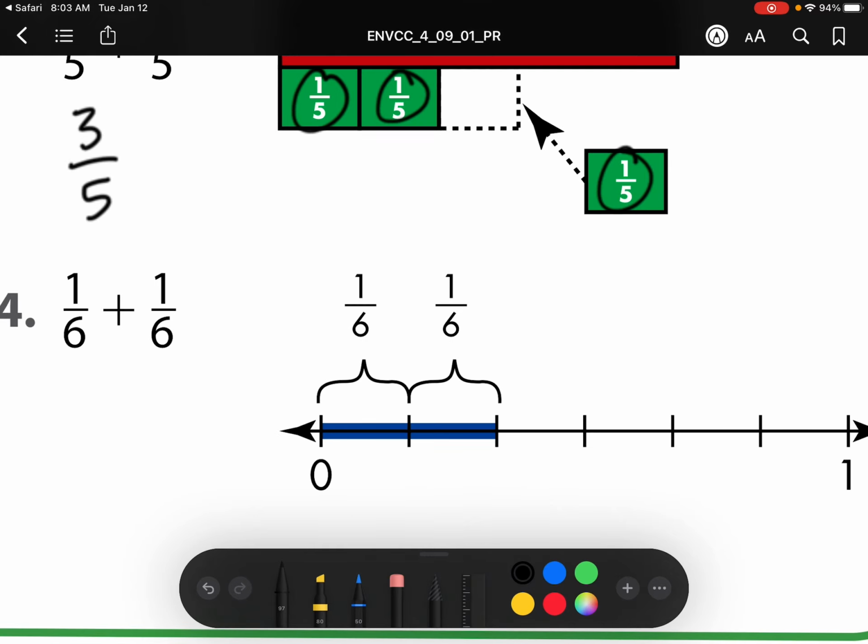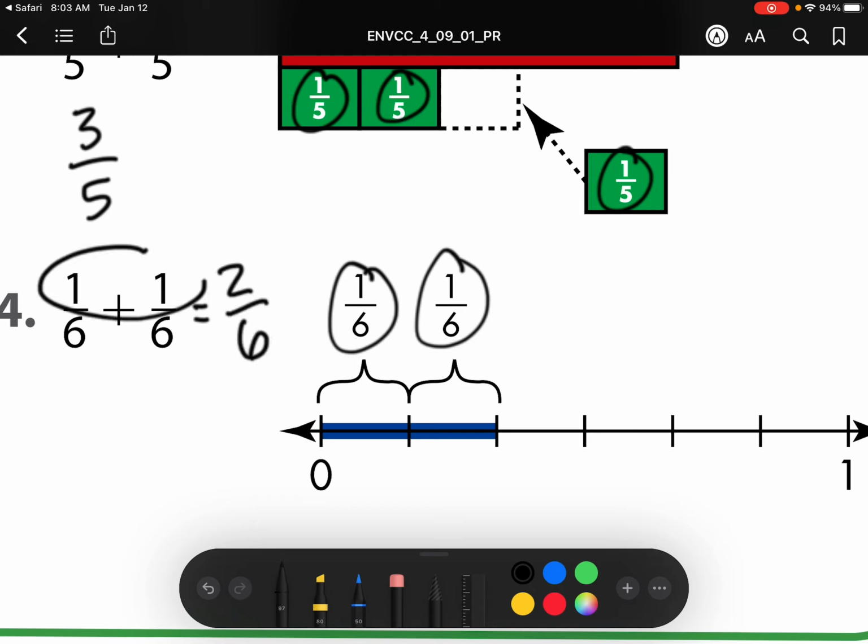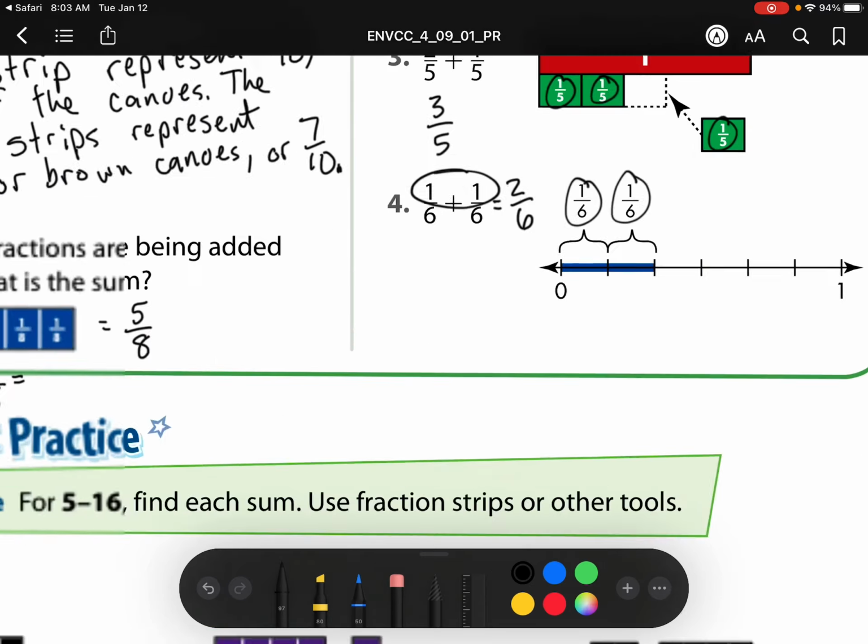This one over here, we have 2/6. We have 1, 2, 6. So our answer is 2/6. So adding our fractions, remember, is pretty easy. All we do is we add our numerators together.